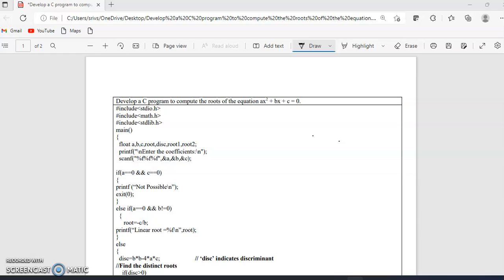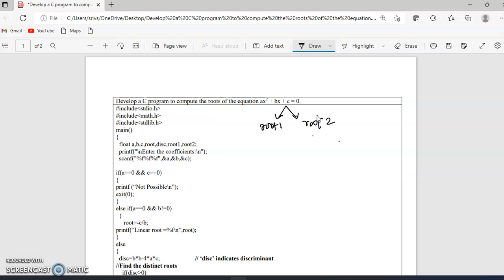In this video lecture, I will explain a C program to compute the roots of the quadratic equation. So you know what the quadratic equation is? A quadratic equation is ax square plus bx plus c, and there are two roots for any quadratic equation, root 1 and root 2, and there are three cases.